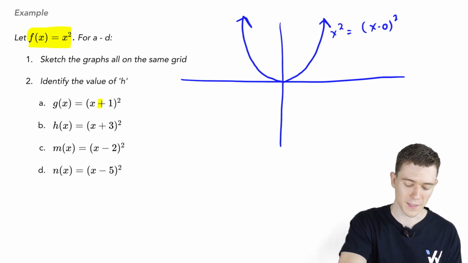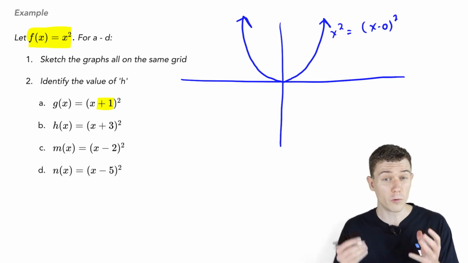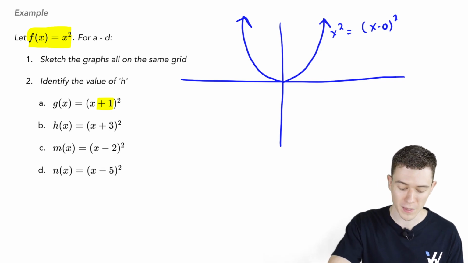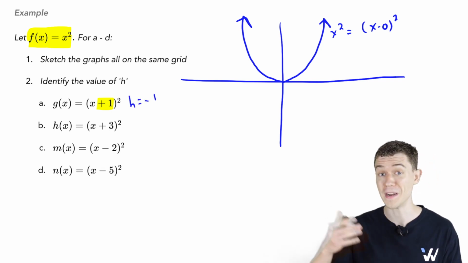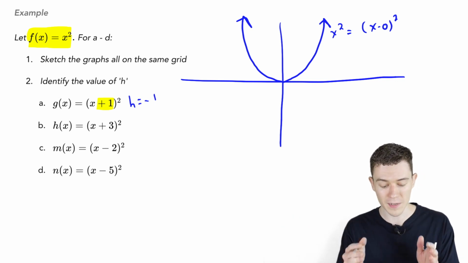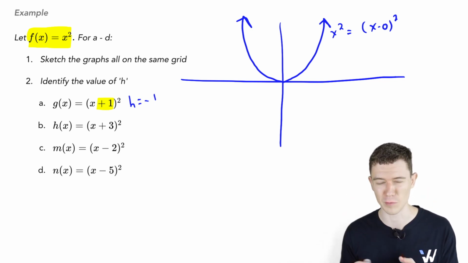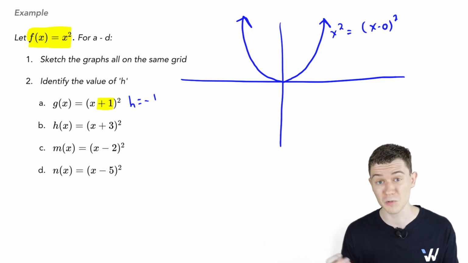What about if it says x plus 1? What does this really mean? Well, our formal definition is x minus h. This means h is actually negative 1. Minus 1 would give us that plus 1. And this represents a horizontal shift to the left h units. Remember, when h is negative, that's a left shift. When h is positive, it's a right shift.